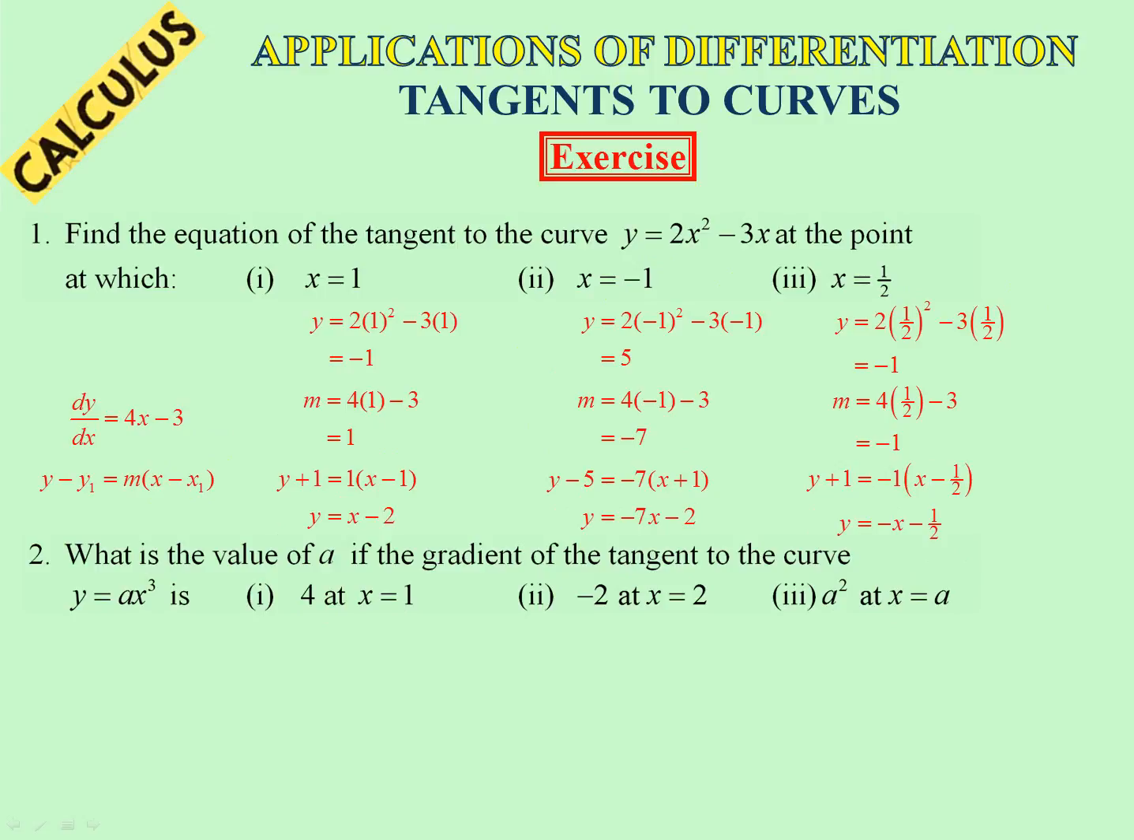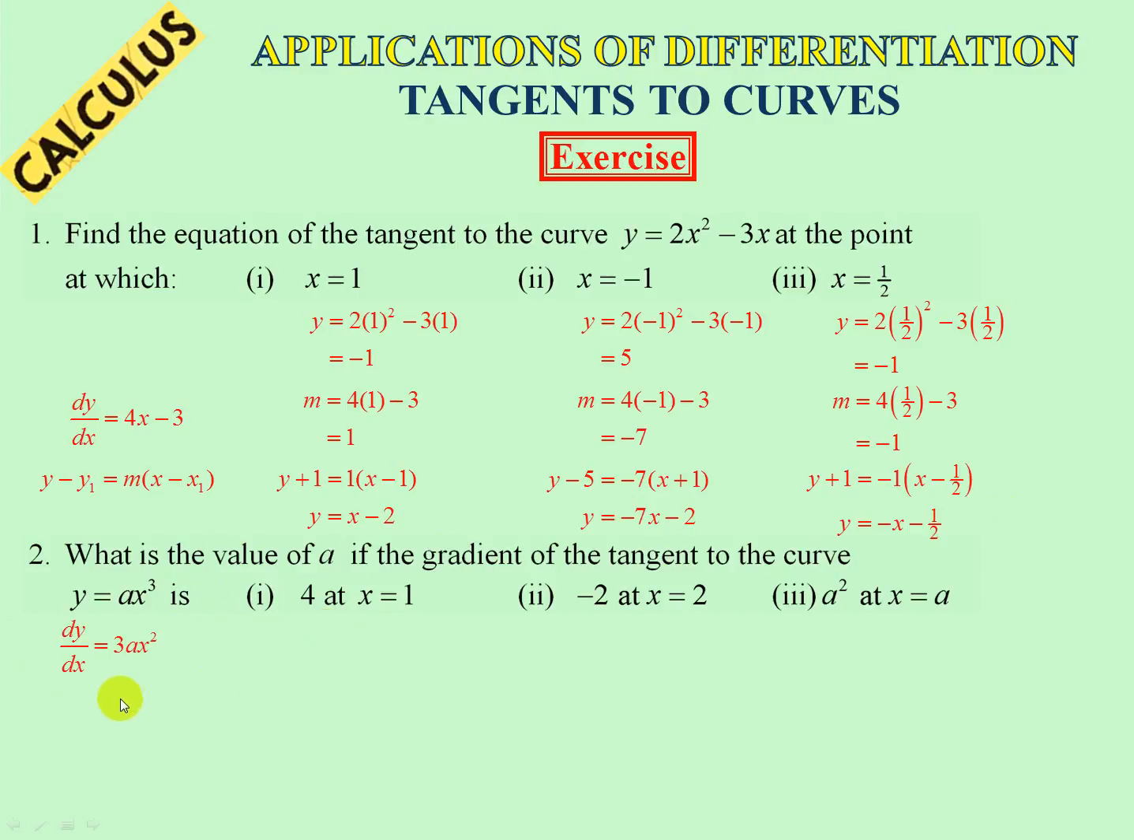Number 2, what is the value of a if the gradient of the tangent to the curve y equals ax cubed is 4 at x equals 1? Well, the gradient of the tangent to the curve, we think derivative. So what is a if the derivative is 4 at x equals 1?